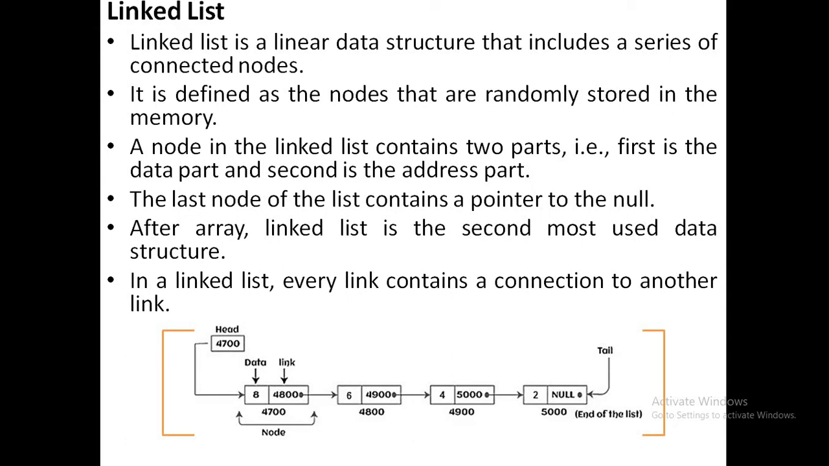After array, linked list is the second most used data structure. In a linked list, every link contains a connection to another link. So here we are having a linked list with 4 nodes, and each node has a data as well as a pointer which is pointing to the address of the next node, and the last node is having a null pointer.